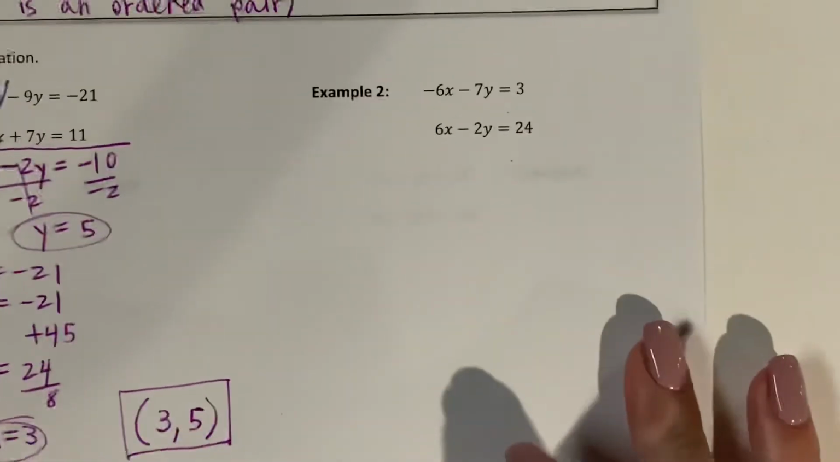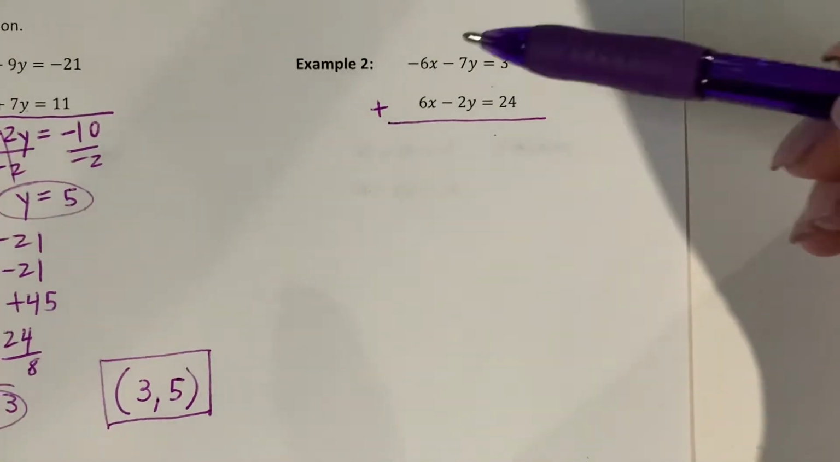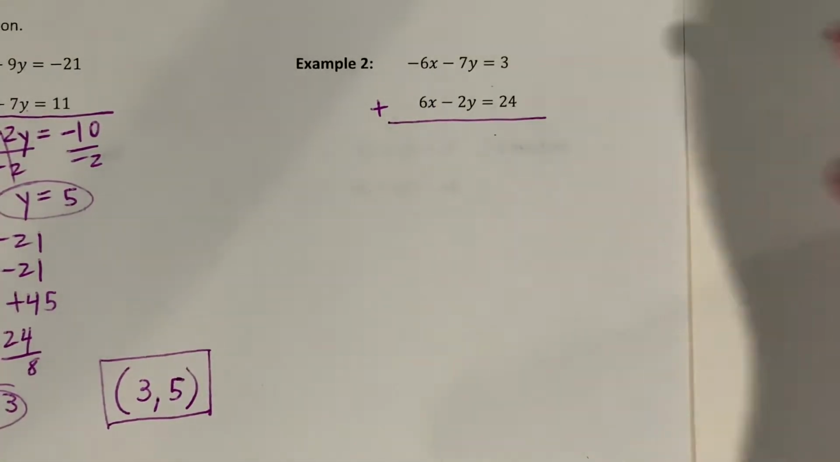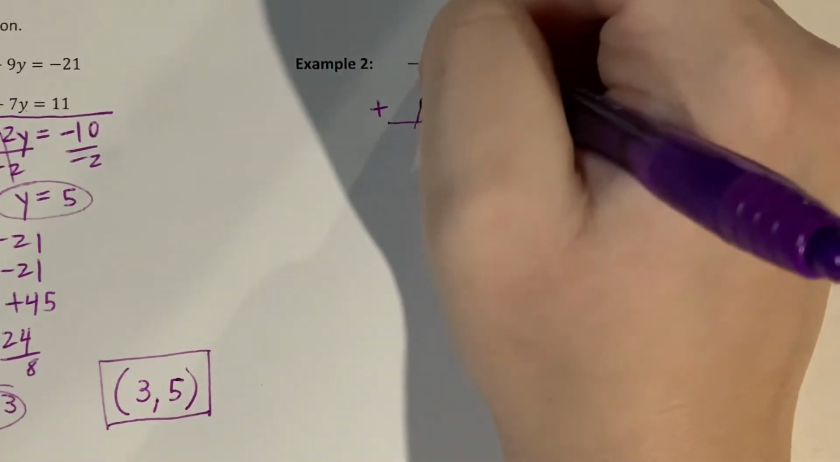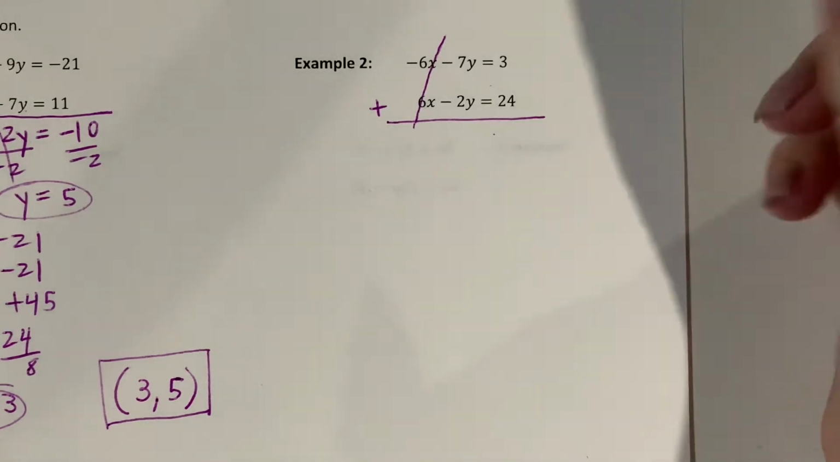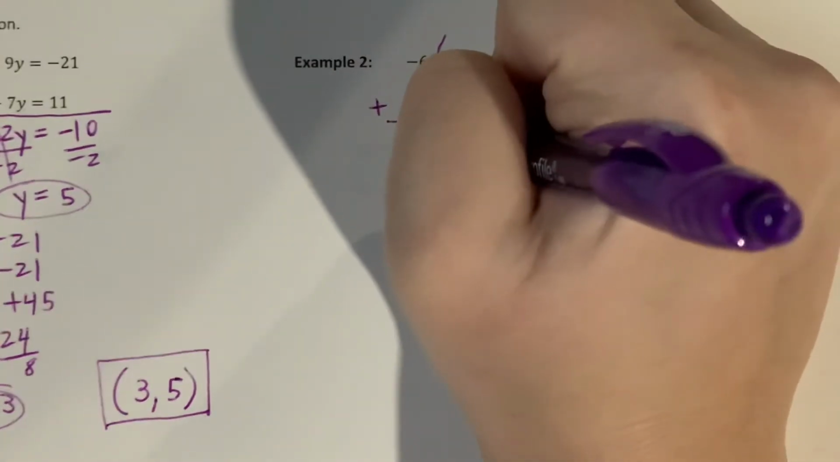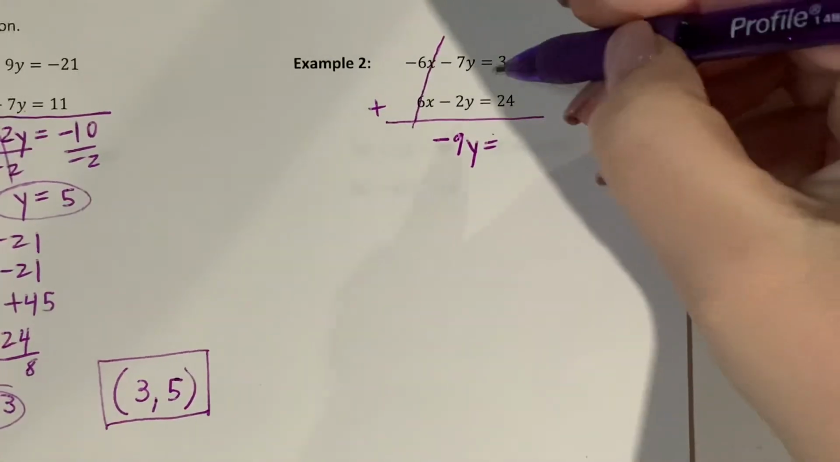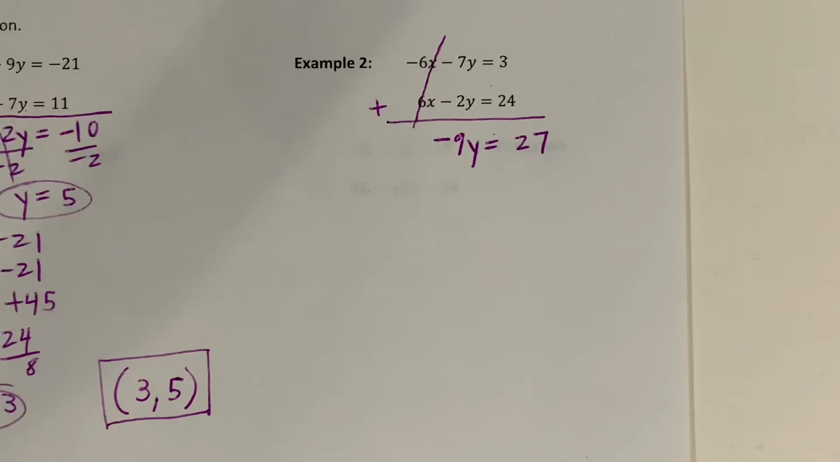So example 2, I can create one big addition problem here, and I'm adding vertically. So negative 6x plus 6x. Looks like my x's are canceling again. So x's got eliminated from the problem. Negative 7y minus 2y gives me negative 9y. 3 plus 24 gives me 27.